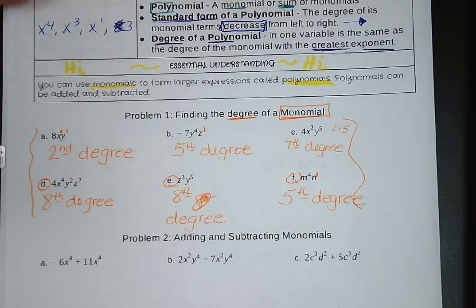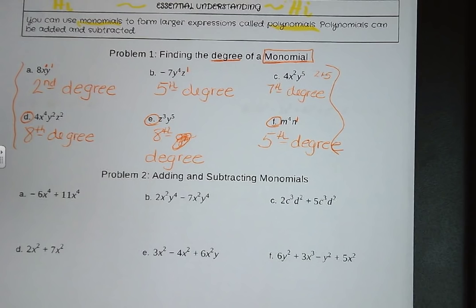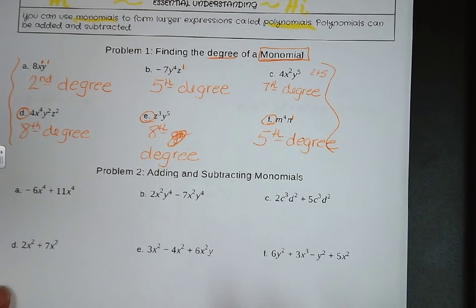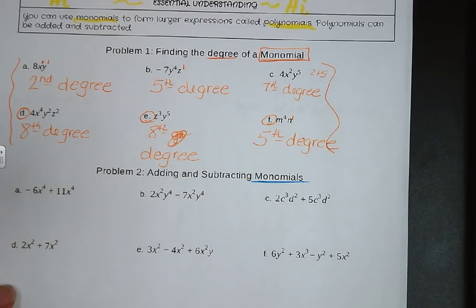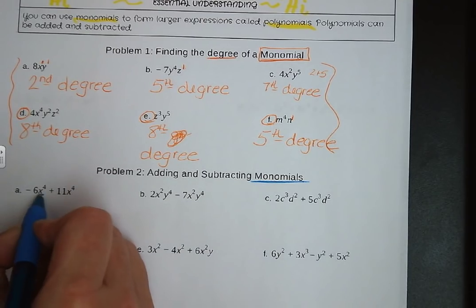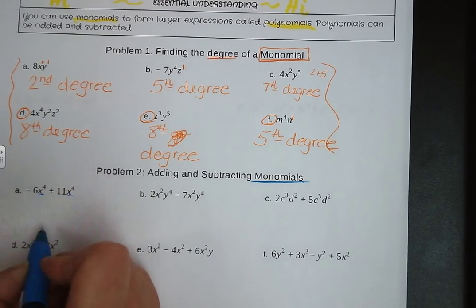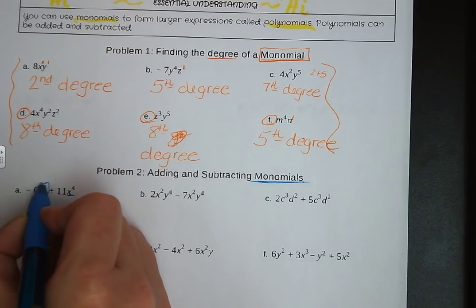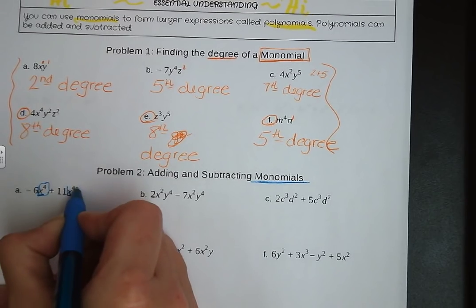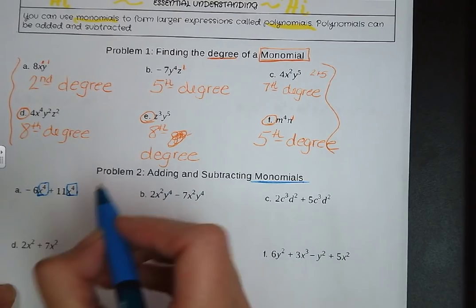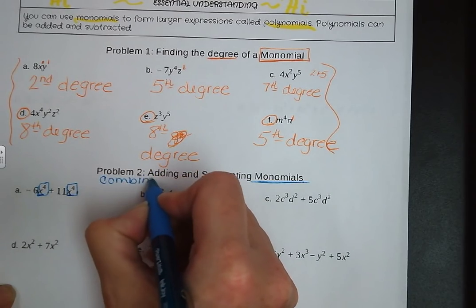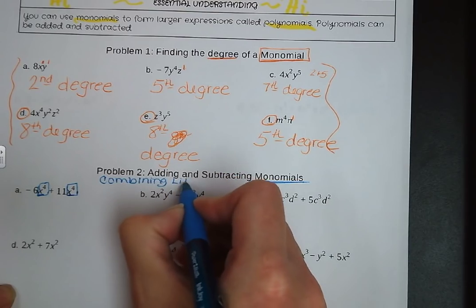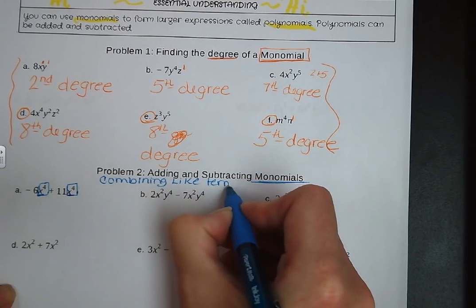All right. Now, problem 2, adding and subtracting monomials. What is key here is you need to make sure that the variable factors are exactly the same in order for us to add them. This is going back to that old skill that we've practiced called combining like terms. So you were adding and subtracting monomials and you didn't even know it.